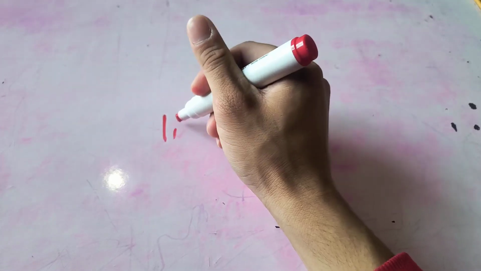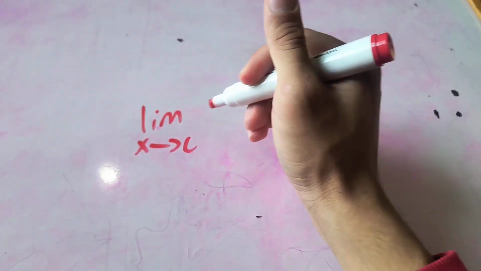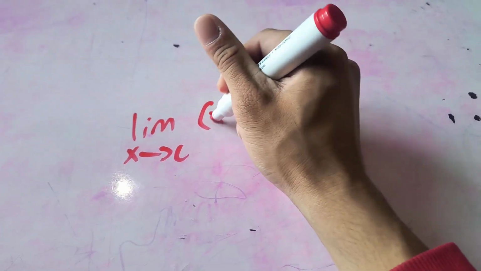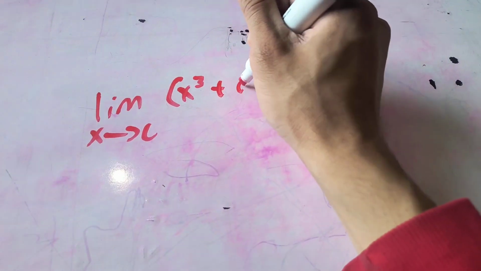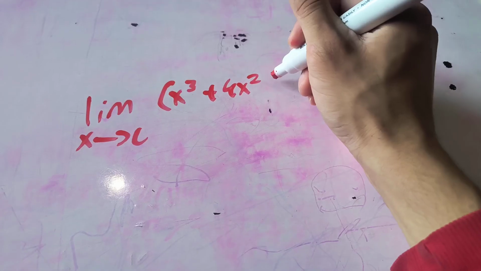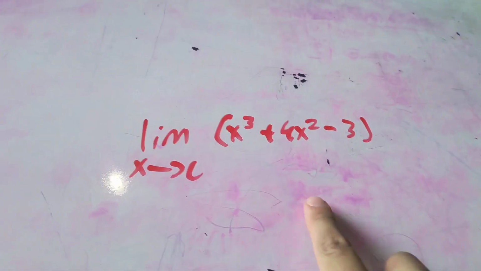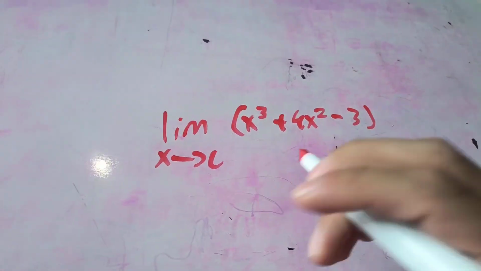Yeah, let's practice using some of these limit rules. So let's say we're trying to find the limit as x approaches c of the function x to the power of 3 plus 4x to the power of 2 minus 3. Let's use the limit rules to find what this would be. We're not going to find an actual number because we're just finding c.